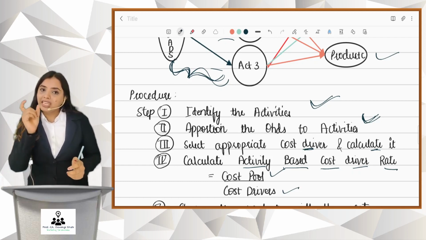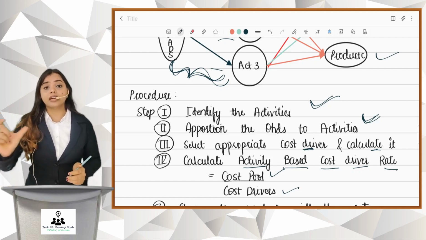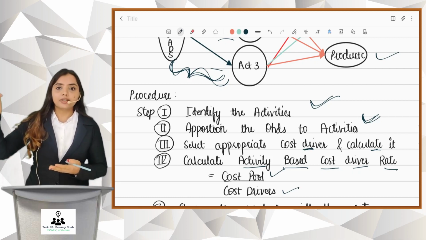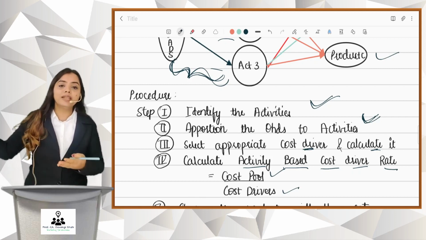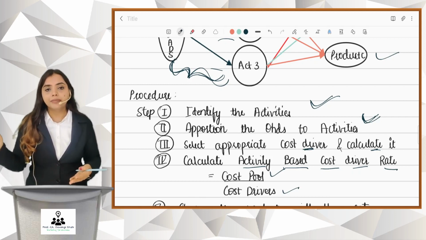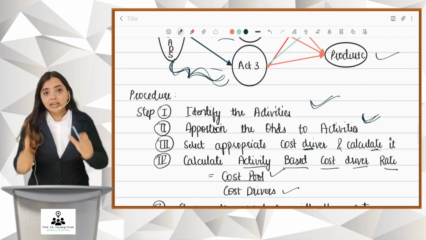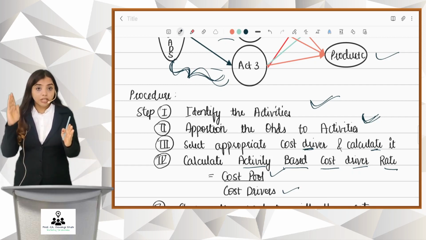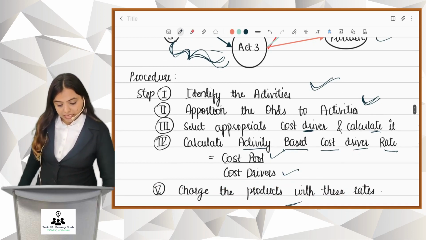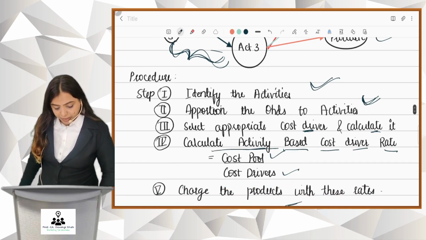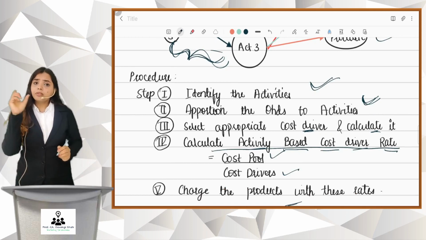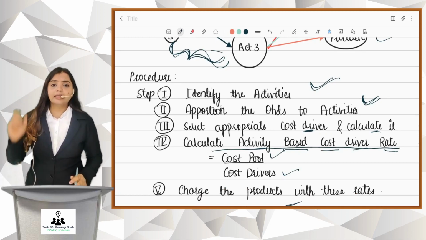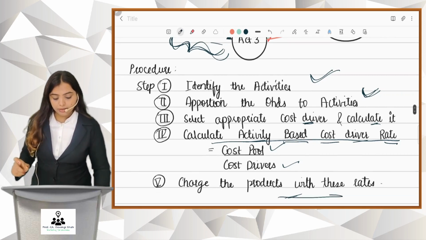So basically for each activity, the appropriate cost driver is found out and it is computed. There are these many transactions or these many machine hours or these many labor hours or these many kilometers traveled. So cost drivers are identified and they are calculated. And once you get the activity cost and the activity cost driver, we compute in step 4 the activity-based cost driver rate. How? Cost pool, that is the cost of the activity, divided by the cost driver, and that rate is charged to the products.